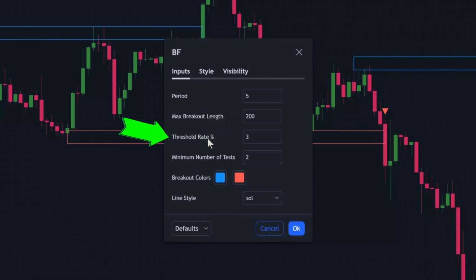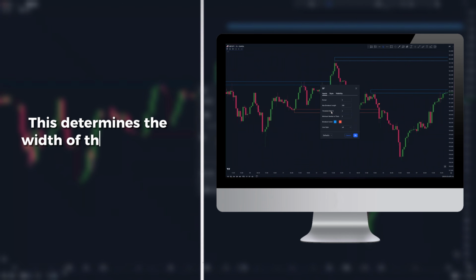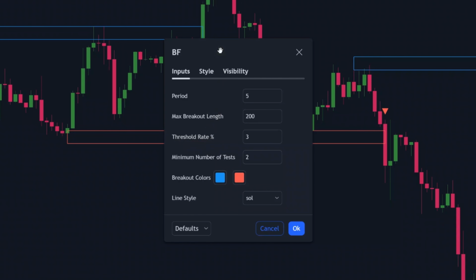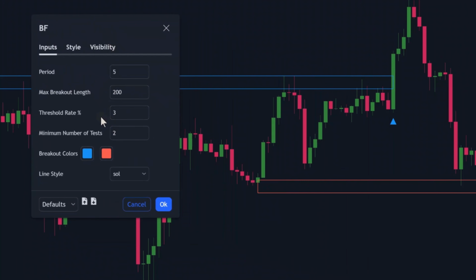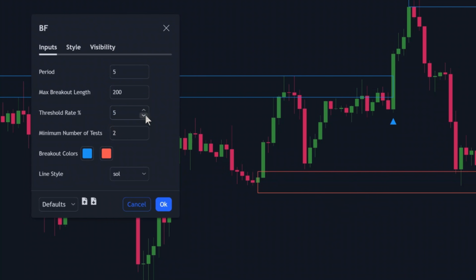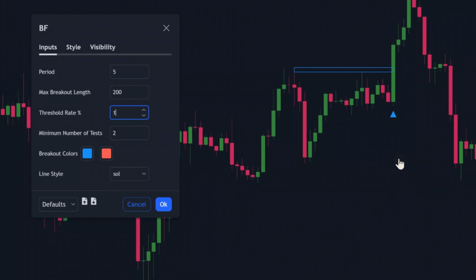Threshold percentage rate. This determines the width of the breakout area. This width is calculated using the highest and lowest prices of the last 300 candles. A higher threshold will make the breakout channel wider, while a lower threshold will make the breakout channel narrower.